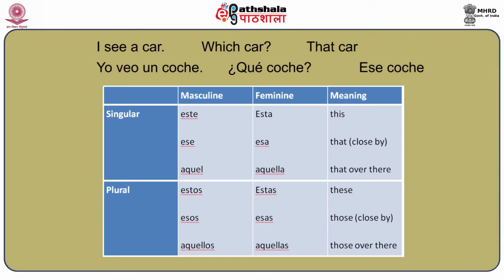So when I said I see a car, which is yo veo un coche, then it can be asked which car, that is qué coche, and the reply can be that car or ese coche. However, adjectives and determiners have to agree in number and gender with the noun that they associate to. Therefore, there are 12 forms of demonstrative articles in Spanish, or demonstrative determiners in Spanish.